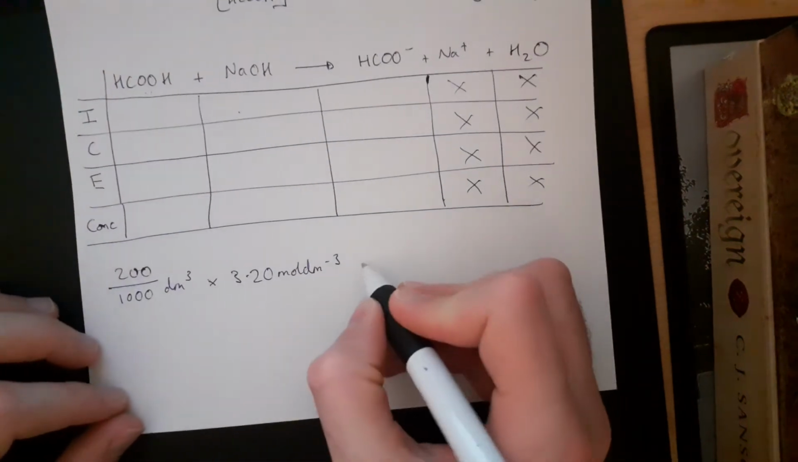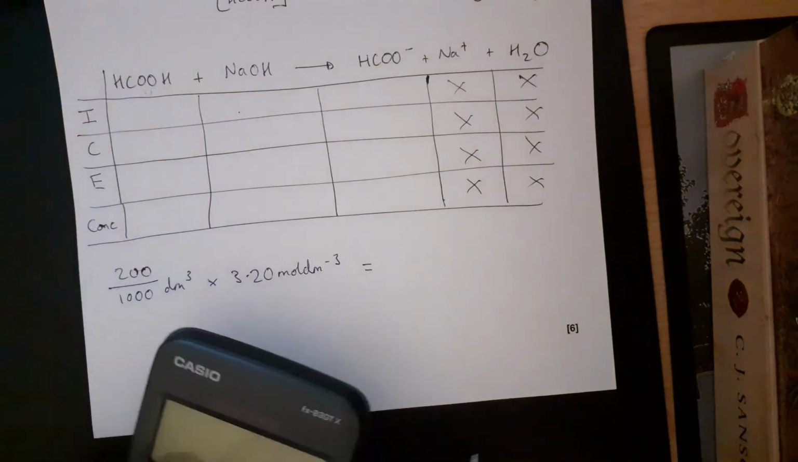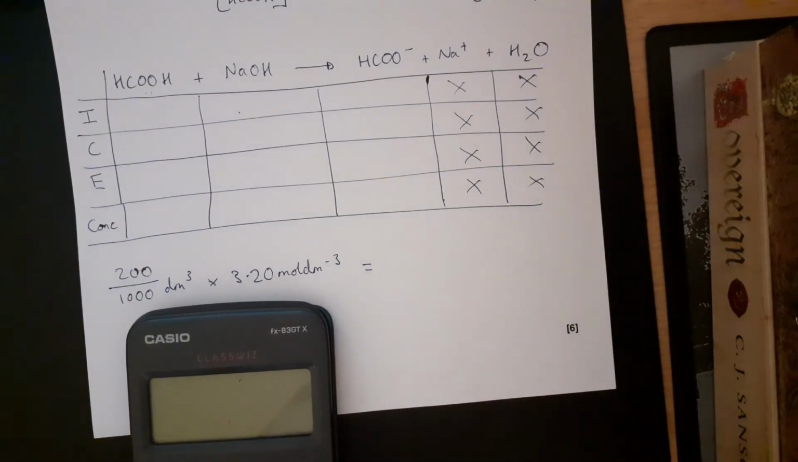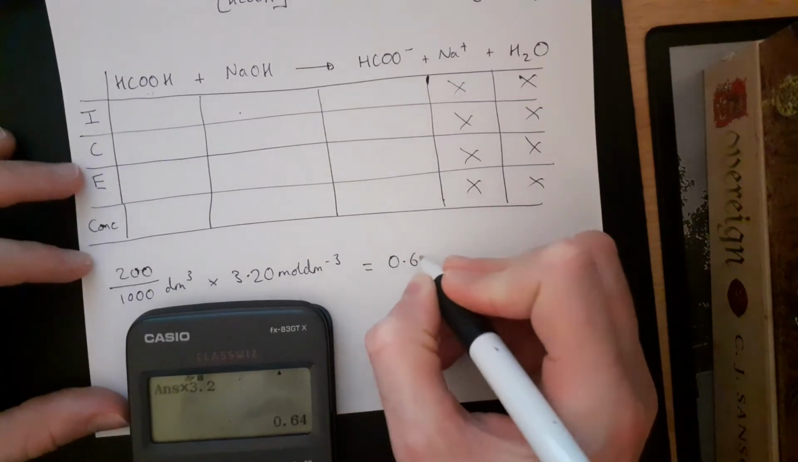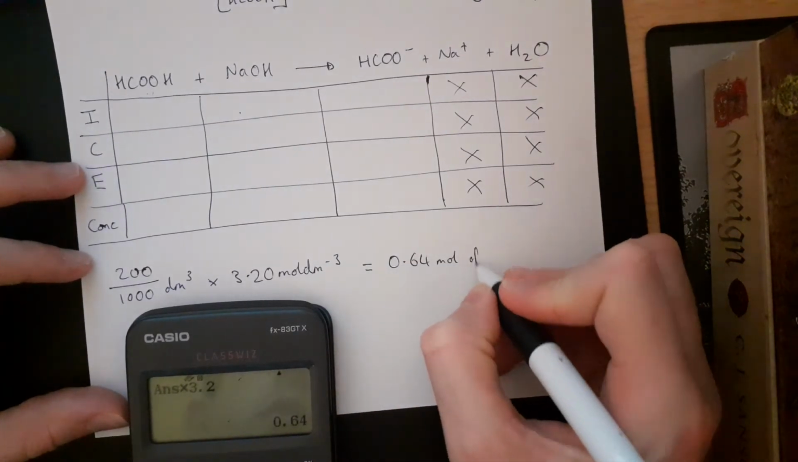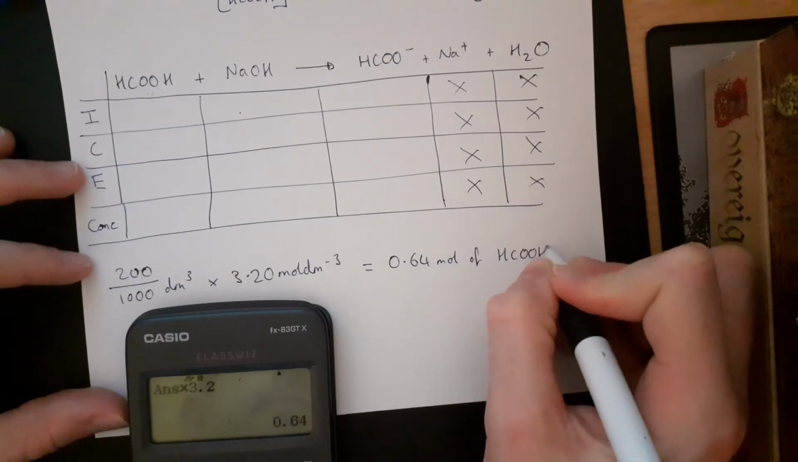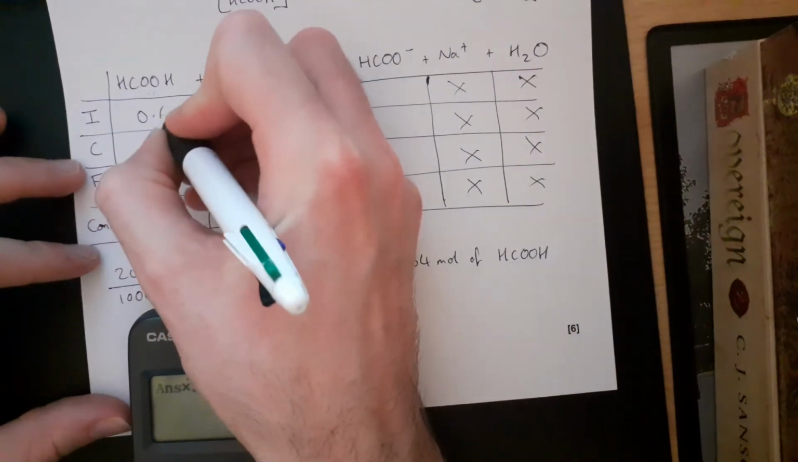So this is going to give us the initial number of moles. We're going to do 200 divided by 1,000, and then times that by 3.2. So initially we have 0.64 moles of the methanoic acid. So that's going to go in here.